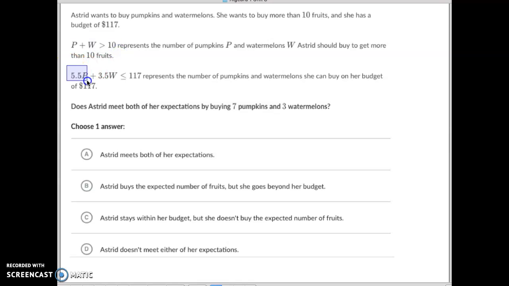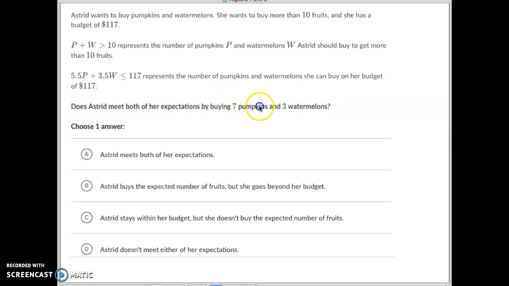And by the way, pumpkins cost $5.50 per pumpkin. Watermelons cost $3.50 per watermelon. We only know that because of this inequality right here. And we need that to be less than or equal to our budget of $117. So, does she meet both of her expectations if she wants to buy 7 pumpkins and 3 watermelons?